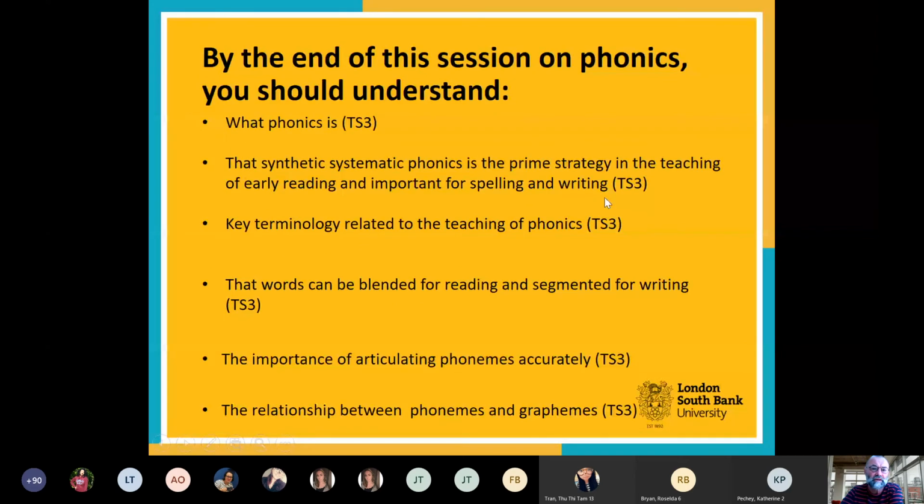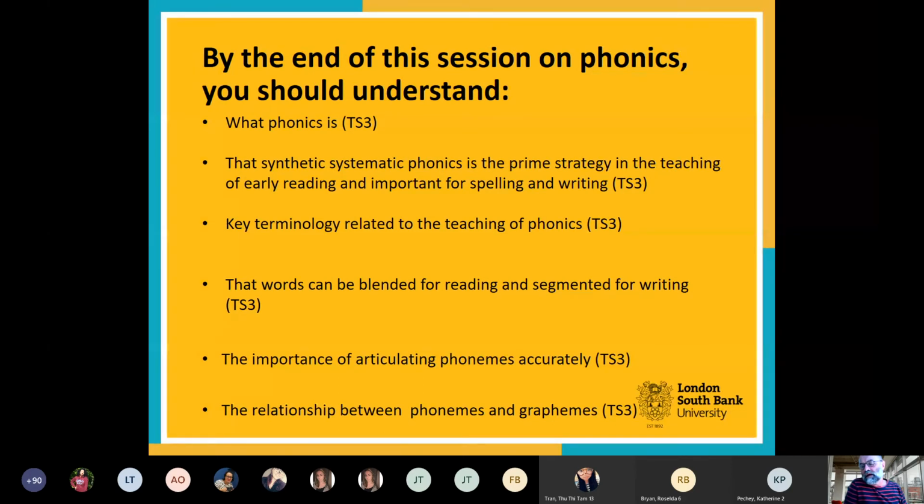Okay, phonics. So we're looking at what phonics is. We're going to address the idea of synthetic and systematic phonics, SSP. Look at some key terminology. Look at blending, the idea of blending and segmenting. We'll come back to that later on. Articulating phonemes accurately, and the relationship between phonemes and graphemes.